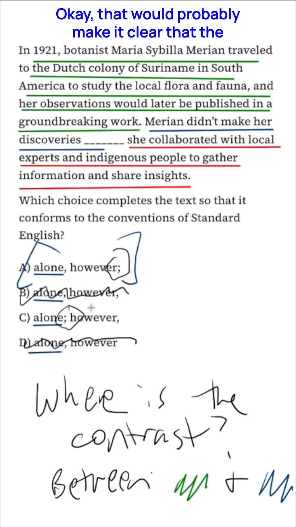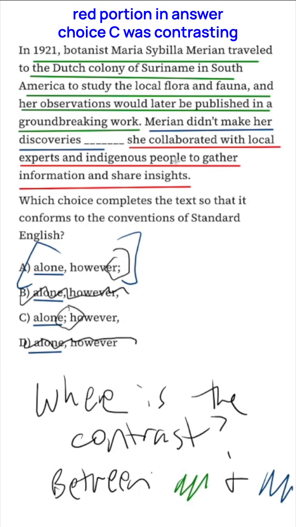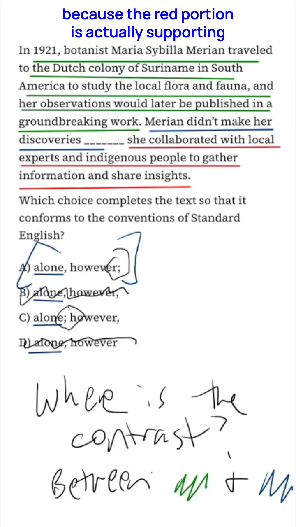That would probably make it clear that the red portion in answer choice C was contrasting with the blue portion. And we don't want that because the red portion is actually supporting the blue portion, which is contrasting with the green portion.